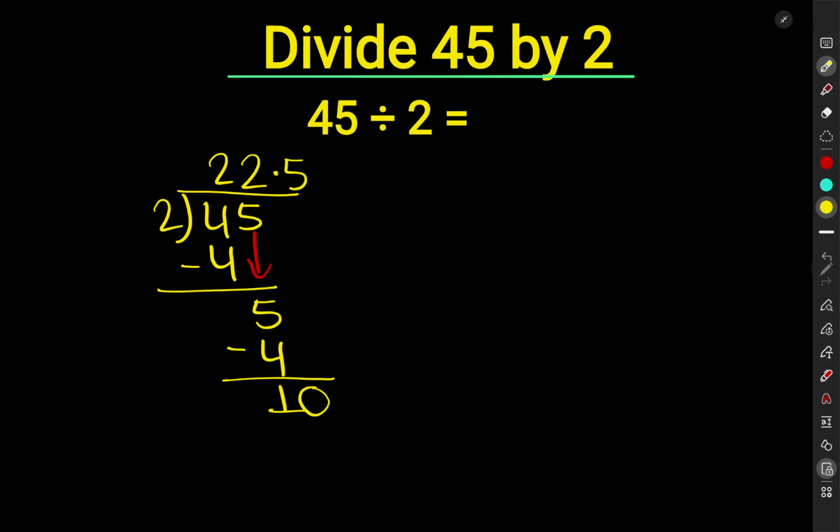So 2 times 5 means 10. On subtracting we get 0. So 45 divided by 2, we get 22 decimal 5.